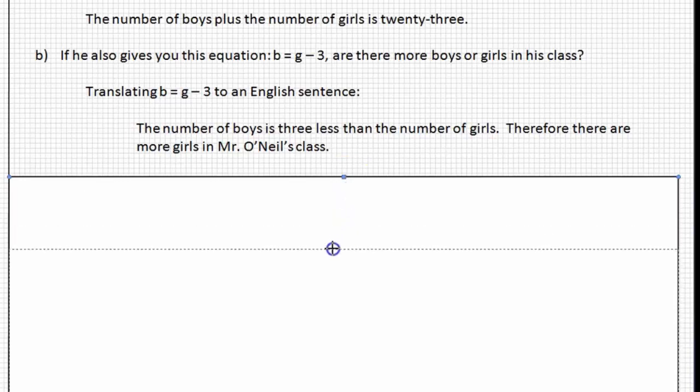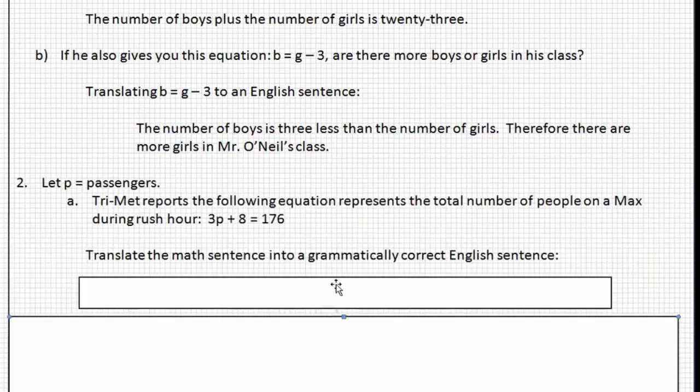Alright, let's look at another example doing the same thing where I will give you an equation and you will need to translate it into an English sentence. So we're going to let P equal the number of passengers. This is our let statement here. And so TriMet reports that the following equation represents the total number of people on a MAX during rush hour.